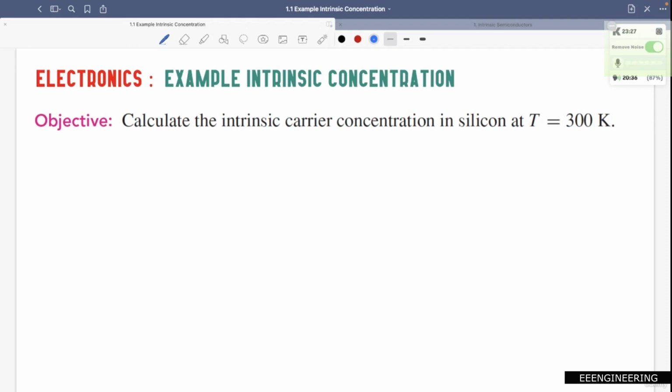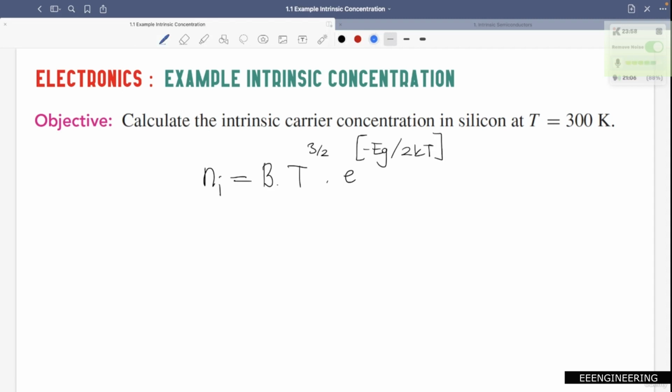We are asked to calculate the intrinsic carrier concentration in silicon at T equal to 300K. As I said in the previous lecture, you are generally given the values of B and also the band gap energy. Let me put the formula so that you can understand better. The intrinsic carrier concentration, denoted by Ni, is equal to B times T to the power 3/2 times e to the power minus Eg, the band gap energy, over 2kT.